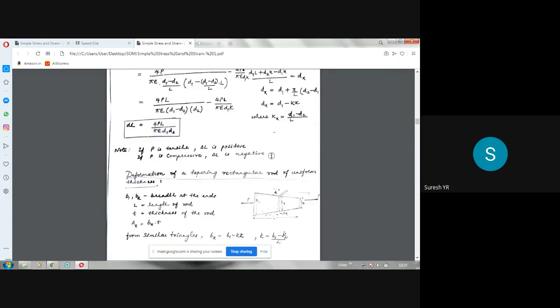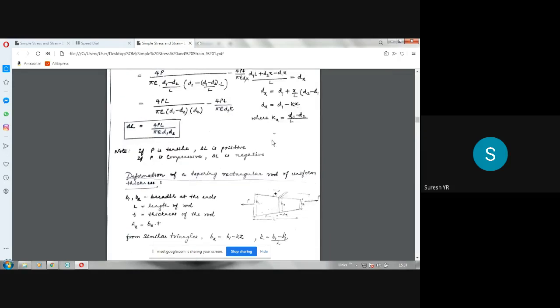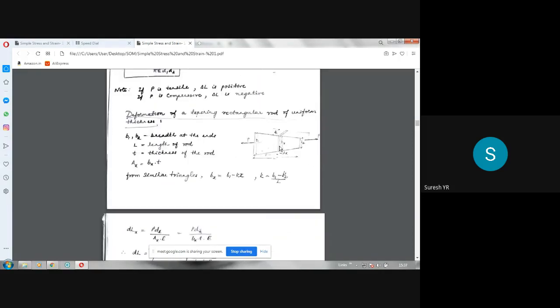Similar figure, but in the last one it was a circular cross section. Here it is a rectangular cross section. There the diameter came; here the width will come. So this is B1, B2, Bx. They are all the widths. T is the thickness, and please note that the thickness of this rectangular bar is constant. It is subjected to tensile force P like this, on both ends. L is the initial length. Due to tensile force, it gets elongated, so delta L is the increase in length.